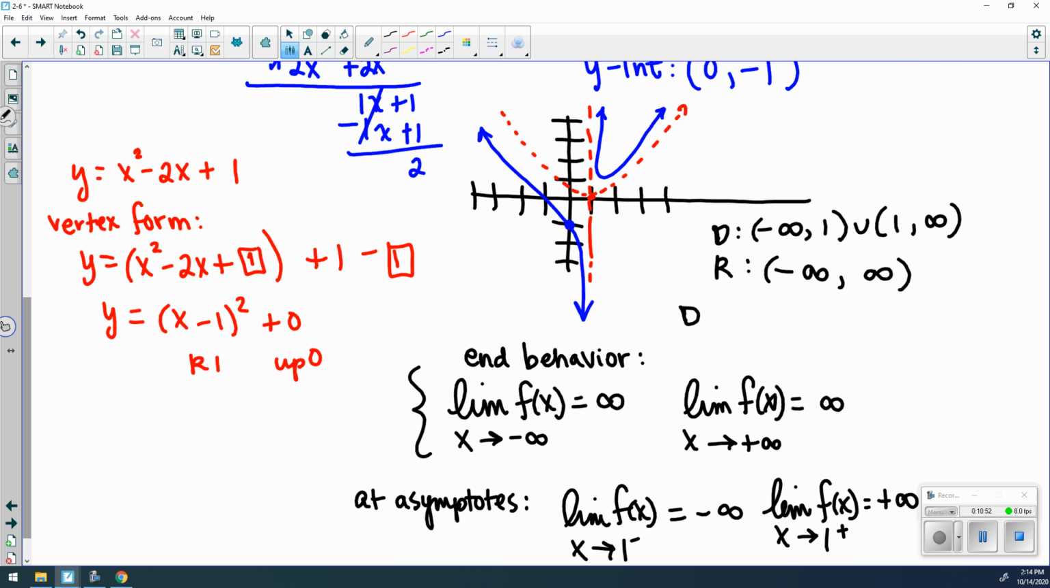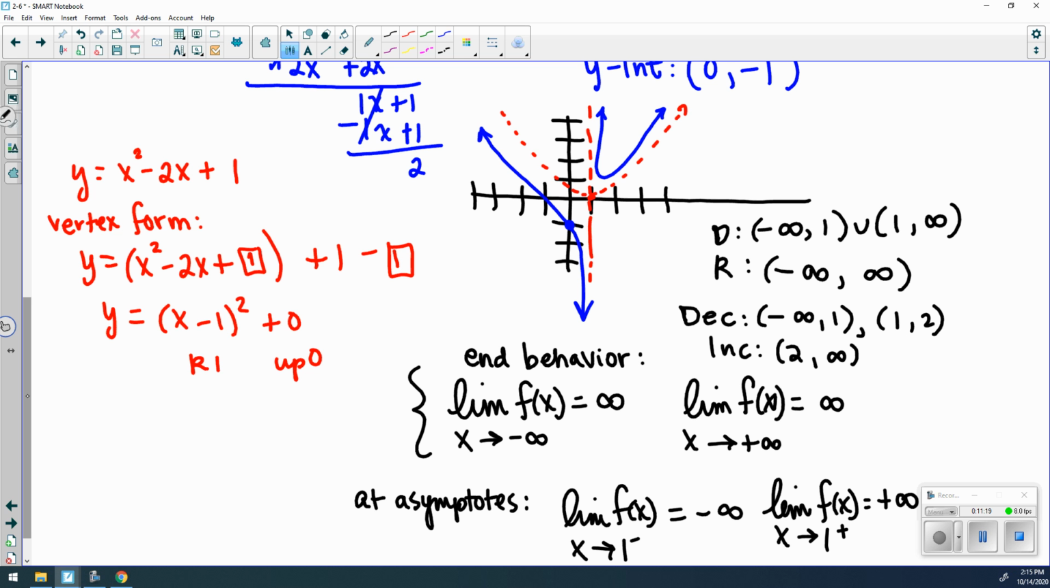So notice that our function is decreasing from negative infinity to 1, and then also from 1 to 2. Now, I knew that because I looked a little bit more closely at the graph on my calculator. The function is increasing from 2 to infinity. There's no symmetry. This function is unbounded.